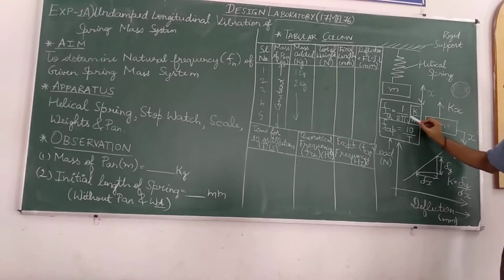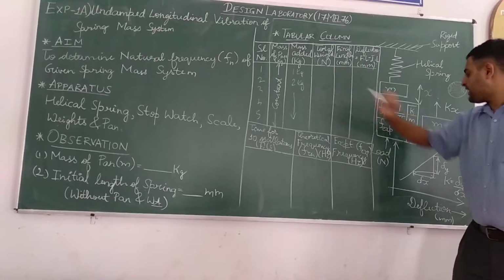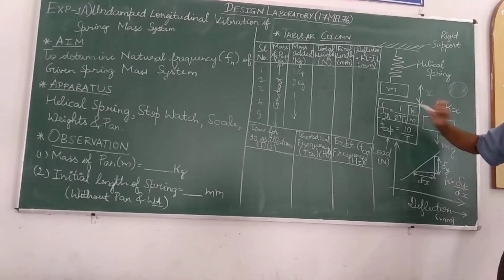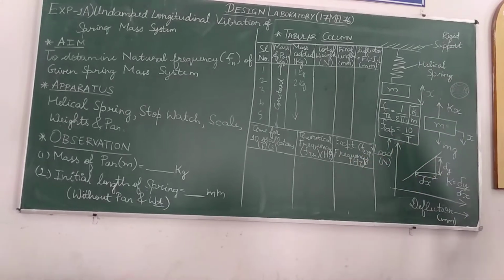Then we have the mass which is already added. Using 1 by 2 pi into root of k by m, we get the theoretical frequency in hertz.